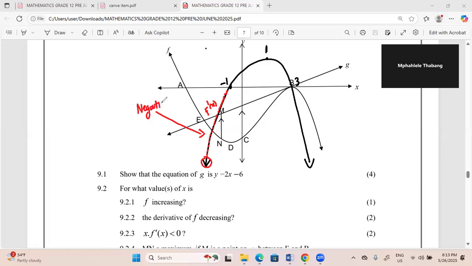Why? Because it is below the x-axis. Whenever the function is below the x-axis, it means that the function value is negative. So let us think of the function as being negative. So f prime x, which in this case I've represented with a red color, I'm saying from here up to -1, the function itself is negative.